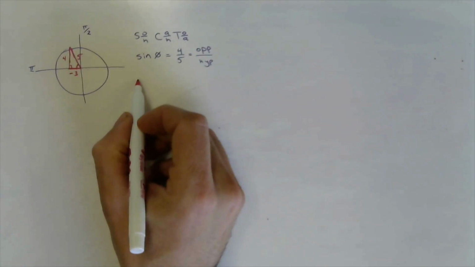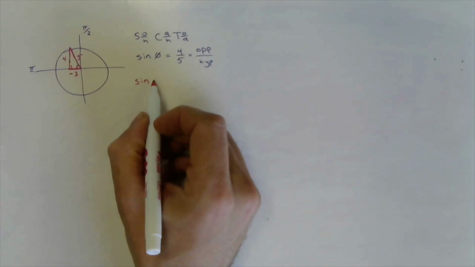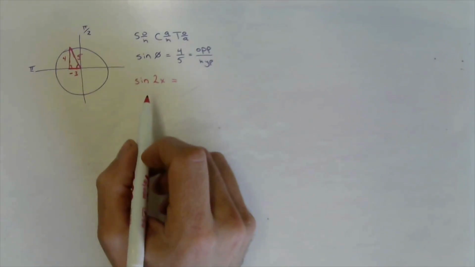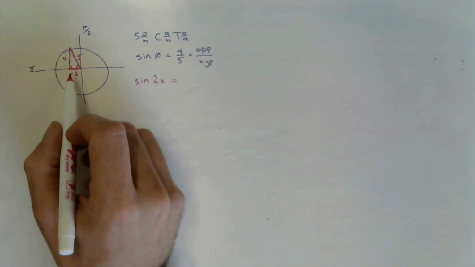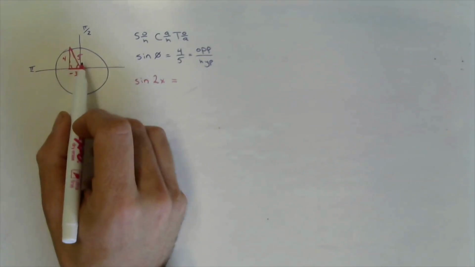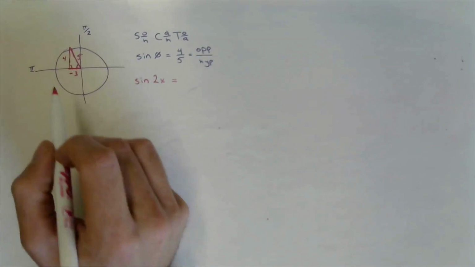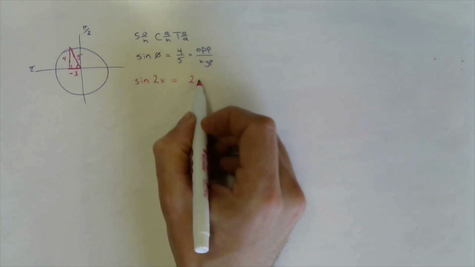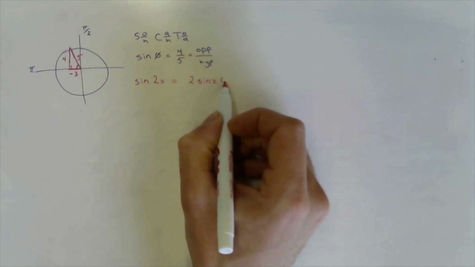But if we write down the steps of solving the equation, we're looking for the sine of 2x. We don't know what the angle x is. We just know that the sine of it is 4 over 5. So we can draw that diagram. And we know the double angle formula for sine is 2 times the sine of x times the cosine of x.